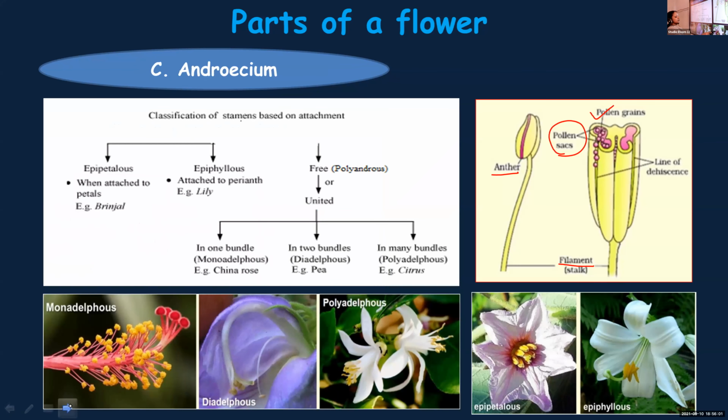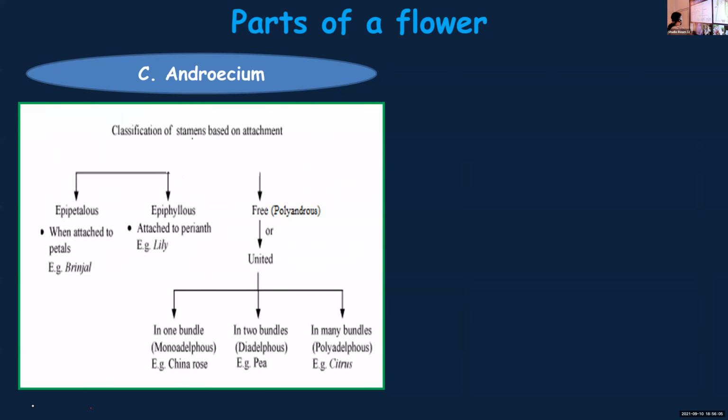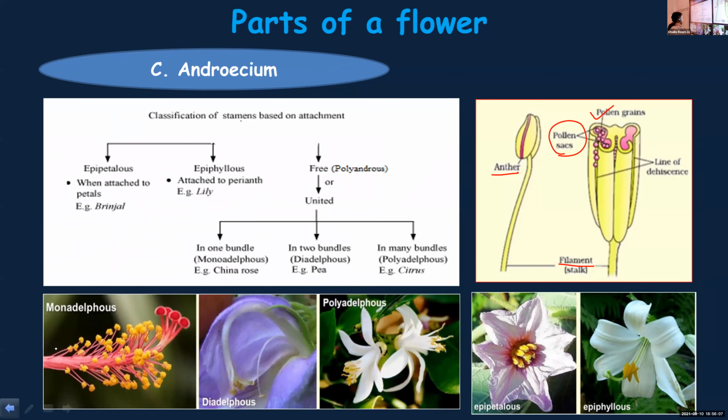Okay, so this is the flower of brinjal, and there you can find the stamens are attached to the petal. So such a condition is known as epipetalous. Epipetalous stamen means stamens are attached to the petals.